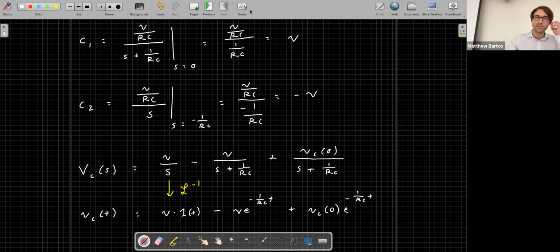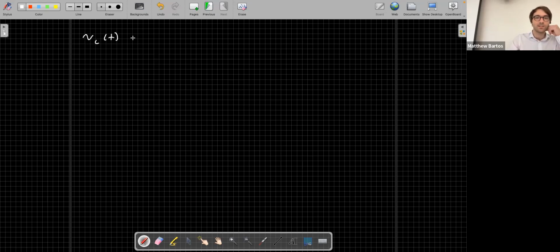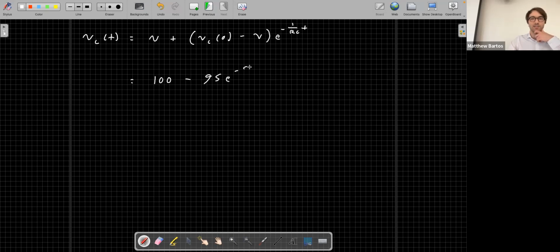We can simplify this a bit, and I will do so here. We have that VC of t is equal to V plus quantity VC at time 0 minus V, all times e to the -1 over RC t. And if we plug in our known values for V and VC of 0, this becomes the same answer we got before, 100 minus 95 times e to the -5t.